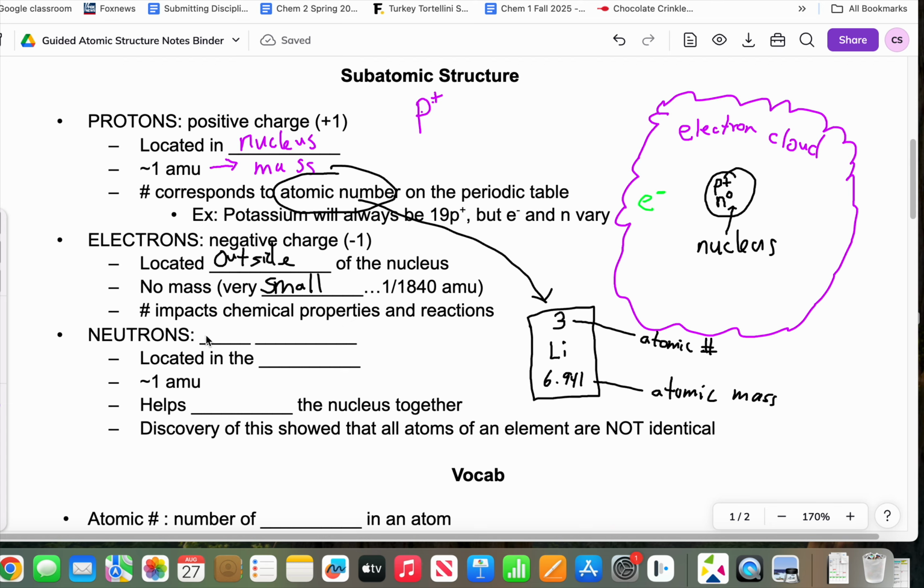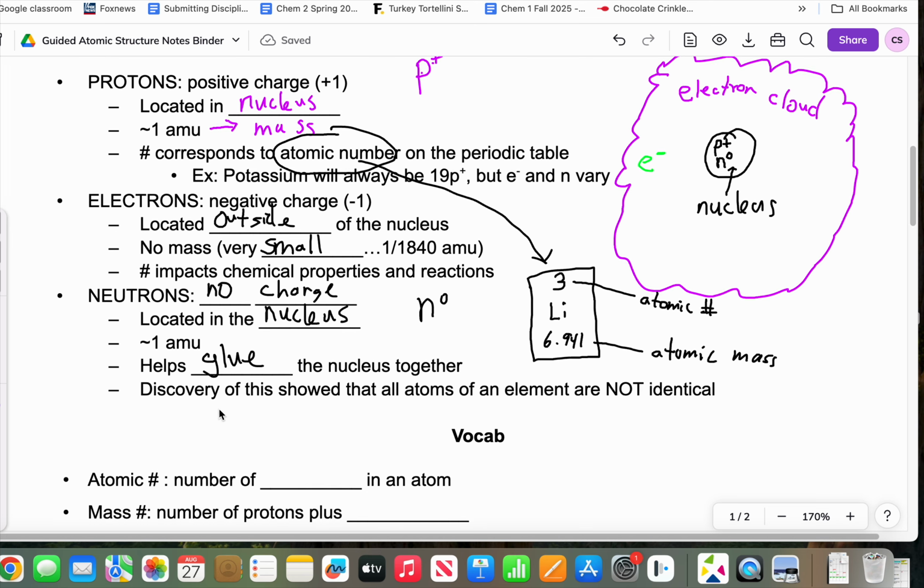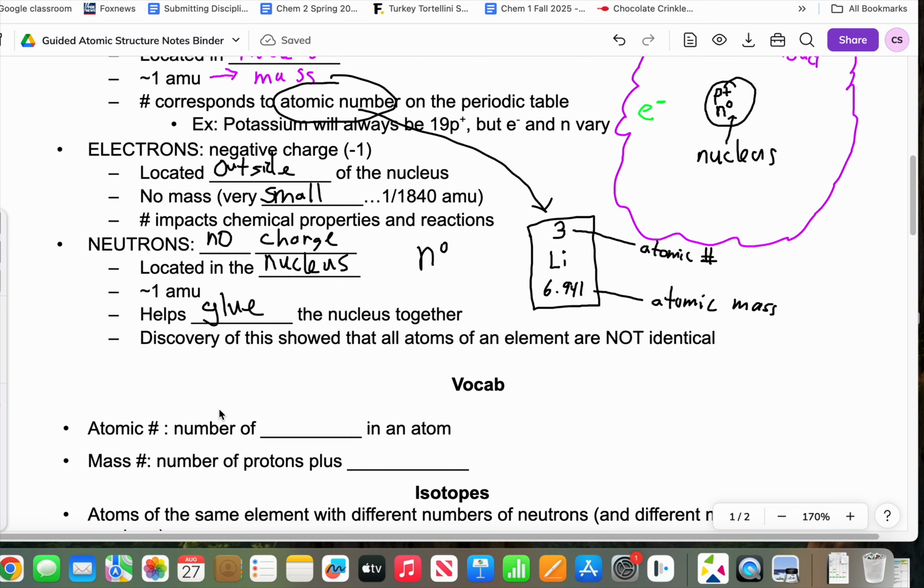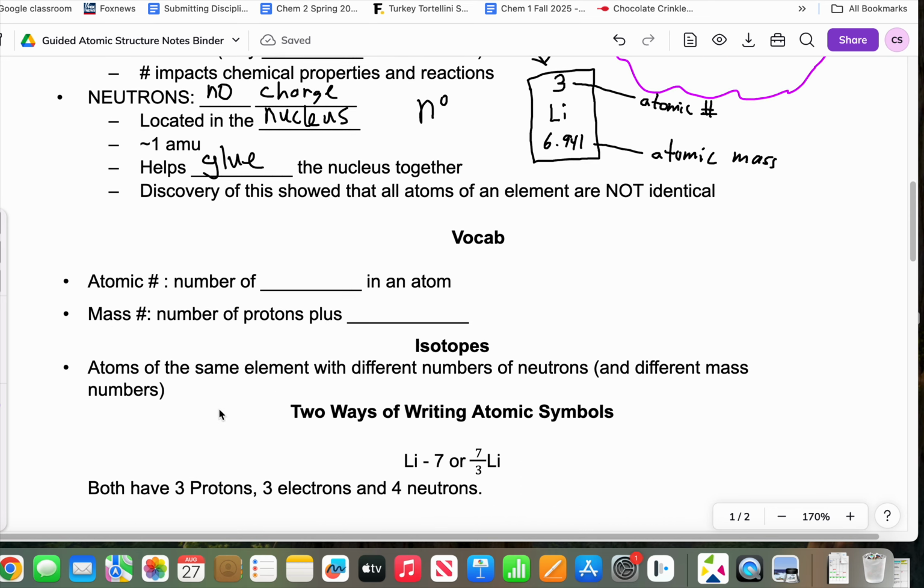Neutrons have no charge, or neutral charge. That's why a lot of times they're abbreviated with an N0. There's a different way to do it, we'll learn later. They're located in the nucleus. They also have a mass of 1 AMU, just like a proton. They help keep the nucleus together. Sometimes they're called gluons, so I'm going to say glue the nucleus together. Not all atoms of the same element are identical. We'll talk about that later.